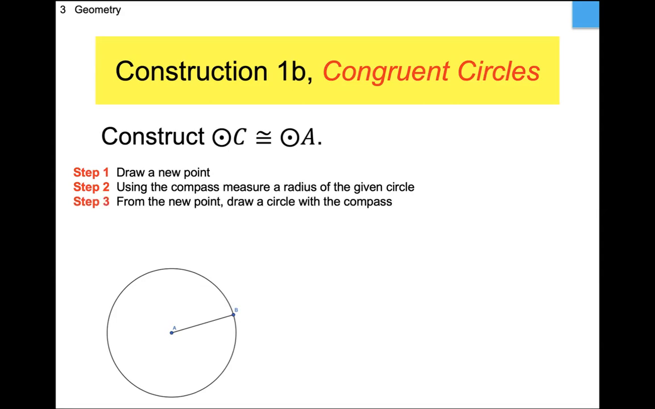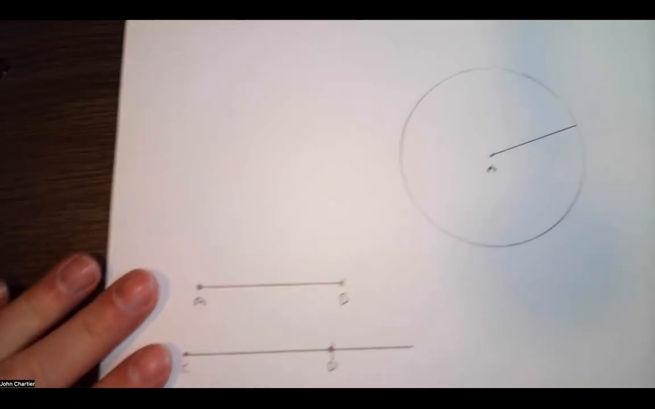So from the new point, draw the circle with the compass because you just measured it from the original circle. Step number 4 is label. And then step number 5, write your congruency statement. So we're going to construct new circle C. Pause the video, write this down. I'm going to go to the document camera right here.